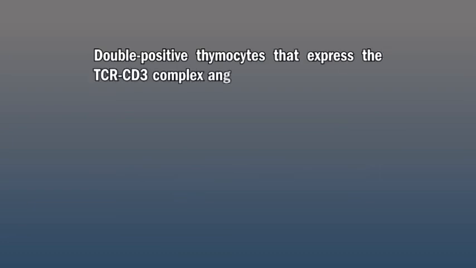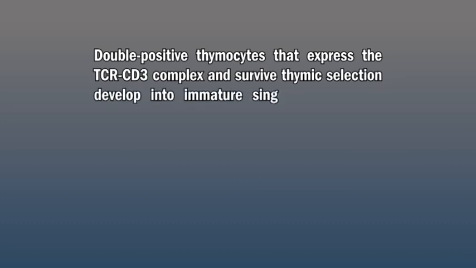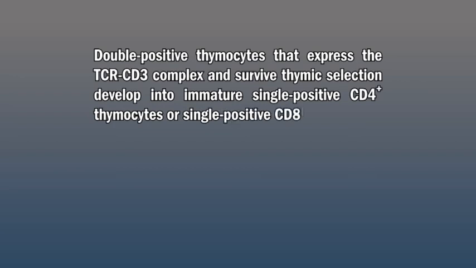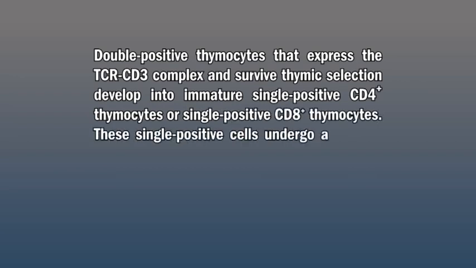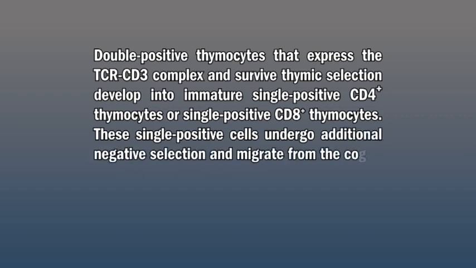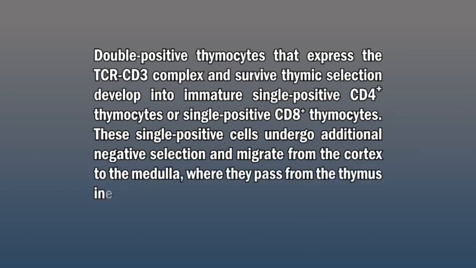Double positive thymocytes that express the TCR-CD3 complex and survive thymic selection develop into immature single positive CD4 positive thymocytes or single positive CD8 positive thymocytes. These single positive cells undergo additional negative selection and migrate from the cortex to the medulla, where they pass from the thymus into the circulatory system.